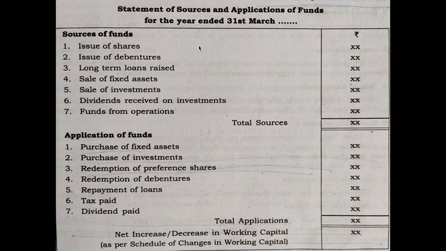So first you have to prepare sources of fund and you have to take the total. It is known as written as total source. After that you have to prepare application of fund. If you go through the sub contents of this, you can see that all these contents as we discussed earlier, and you have to take the total, then you will get total sources and application. Finally you will get a difference. That difference is known as net increase or decrease. If your application is greater than source, then the difference amount will be considered as a net decrease in working capital and vice versa. I hope you understand the concept.